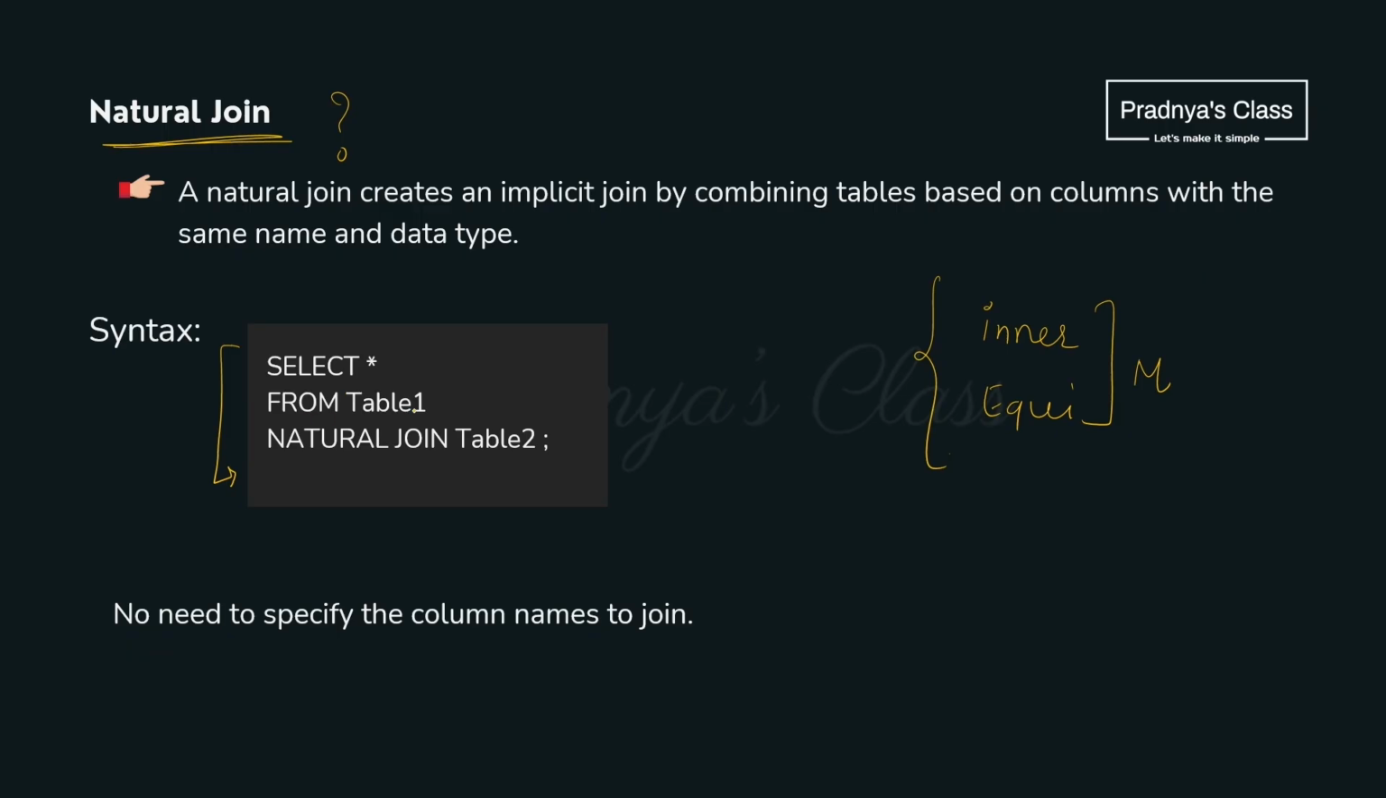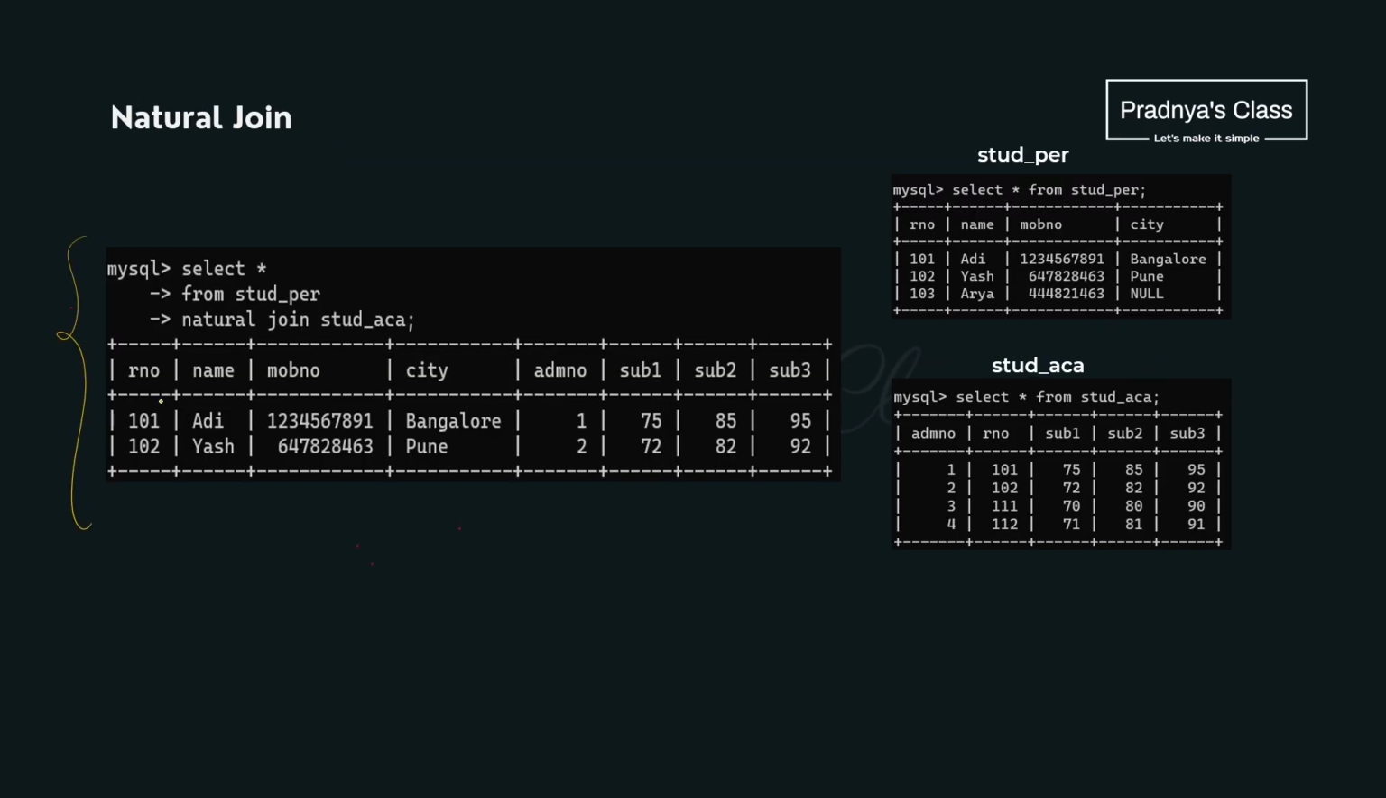Select star from table name, natural join table 2. Here we need not specify the column name. It will automatically consider the column with the same name as well as the same data type. Look at this query: select star from student personal, natural join student academics. And look at the data. We got only common columns from both the tables.